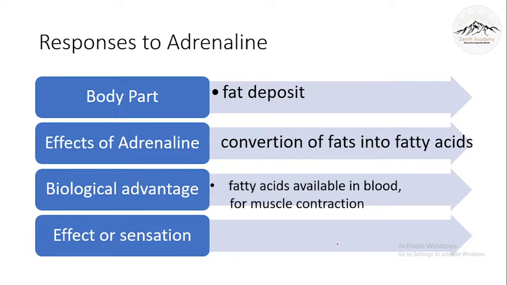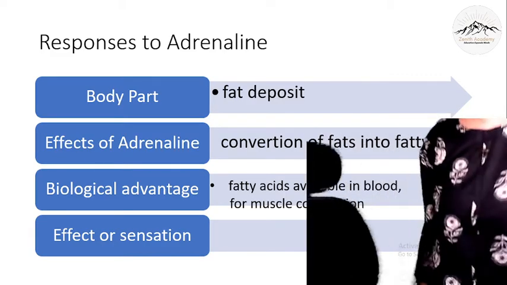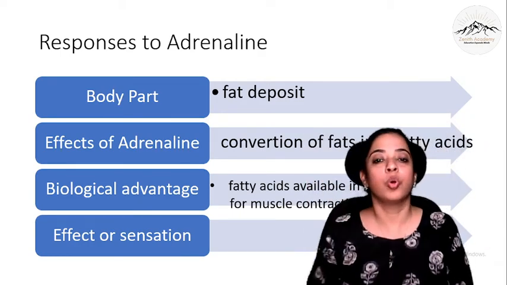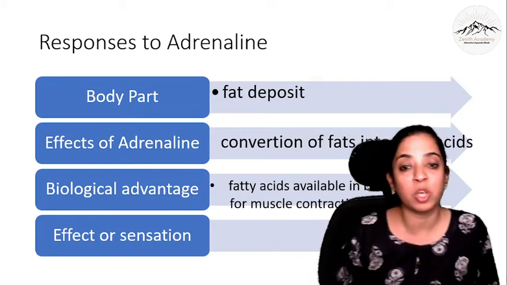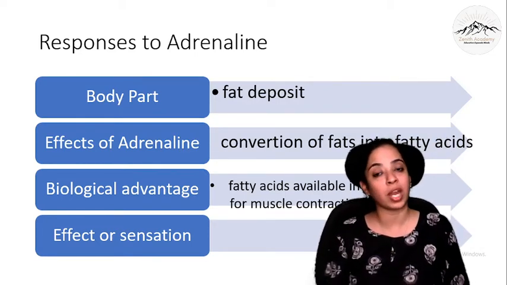Now next is what happens to the fat deposit. Let me come back here. I hope I am visible now. So conversion of fat into fatty acids, because we need fatty acid in the blood, क्योंकि fatty acid से ही muscle contract होते हैं बेटा.